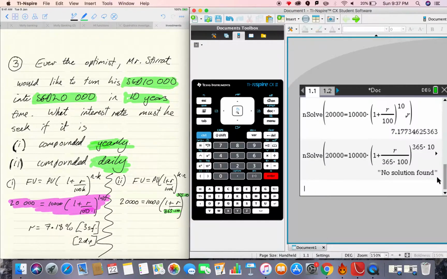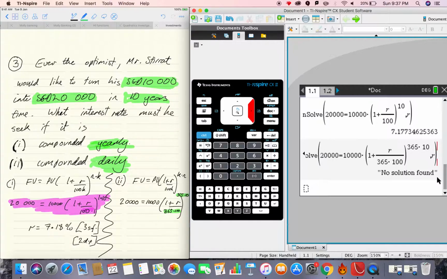And it says no solution found. Okay, so I wonder if our calculator is at the limits of its functioning. Any time nsolve is broken, just check to see if we've entered anything correctly. 20,000 equals 10,000 into 1 plus r over 365 times 10, correct?